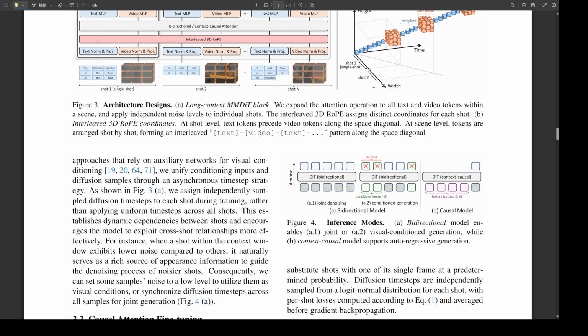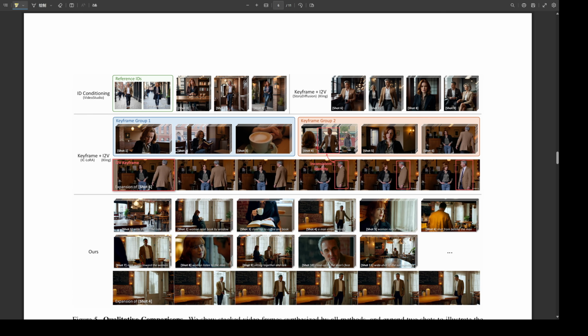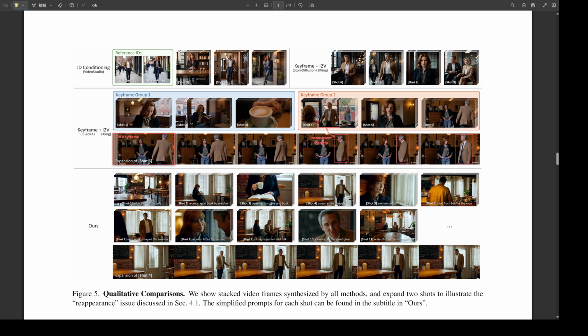Okay, so we have this expanded attention mechanism looking at everything, with this clever 3D rope system keeping everything organized. What's the third big architectural innovation that helps LCT do its thing? The third one is asynchronous training time steps. Now, when we talk about diffusion models, a time step basically refers to the amount of noise that's added to the data during training. And typically, you'd add the same level of noise to everything at the same time. But LCT does something different.